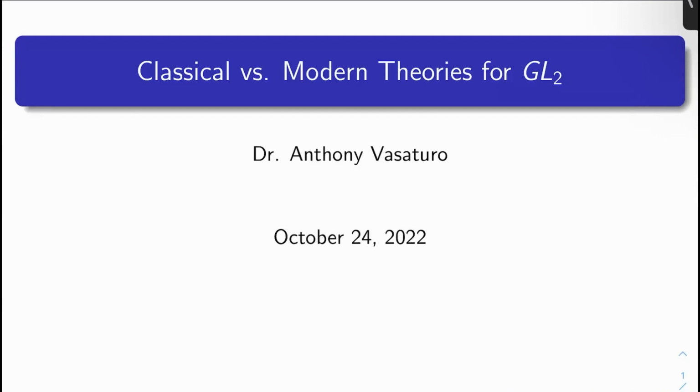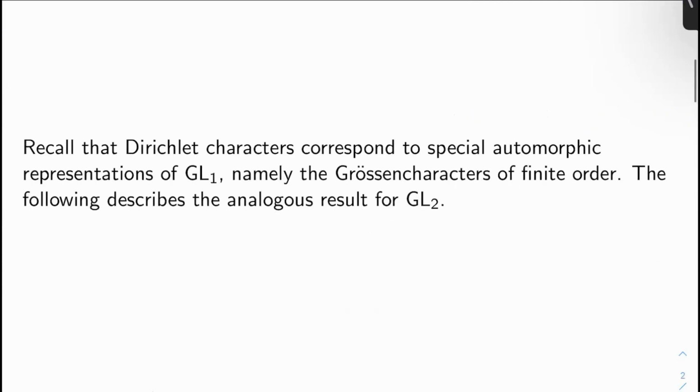So today we're going to be looking at the classical versus the modern theories for GL2. We're going to start trying to see how we might attach some automorphic cuspidal representations to our newforms. So first, a little motivation with GL1.